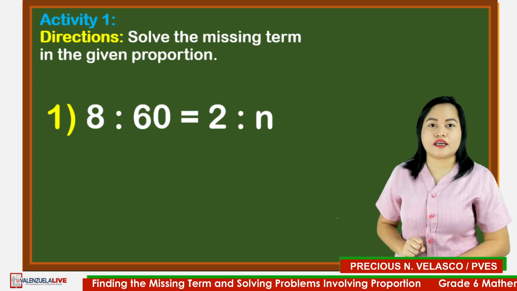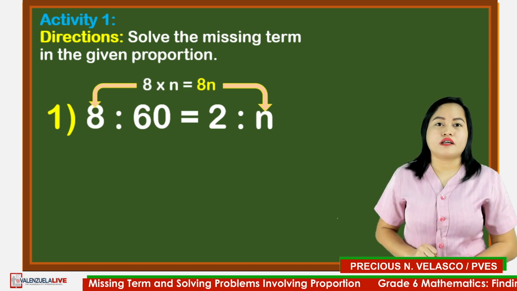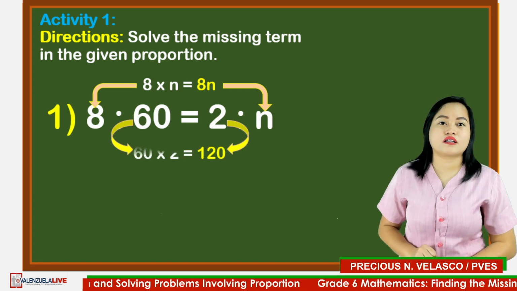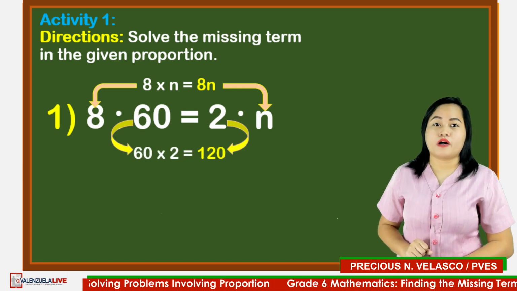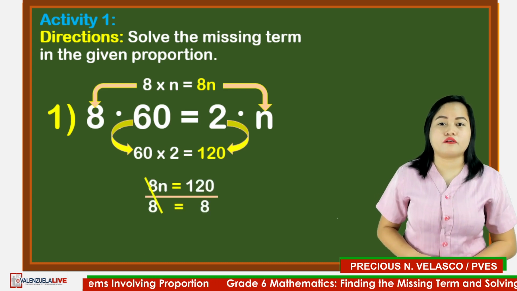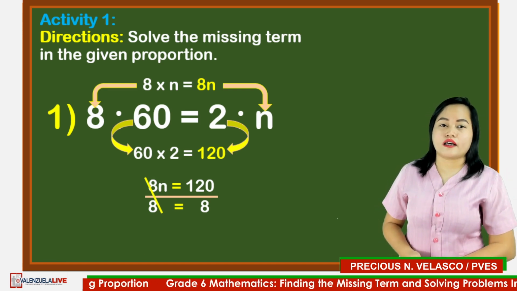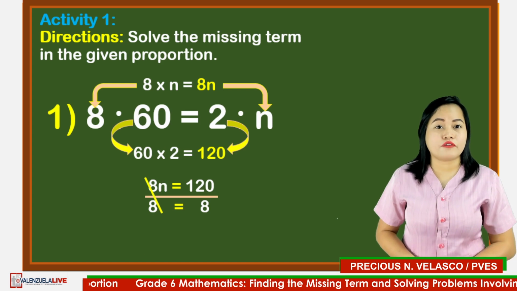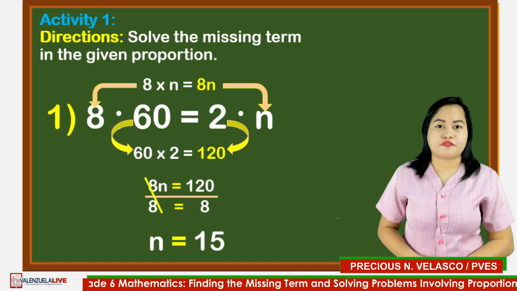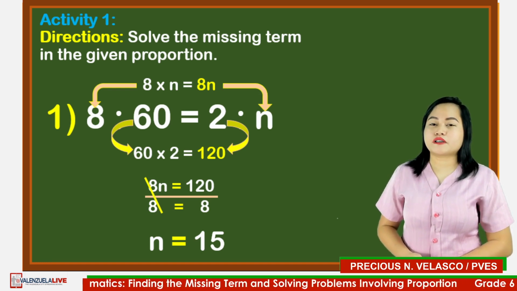Okay, so let's answer this. We are going to start with the extremes, which is 8 times n, equivalent to 8n, and then with the means, 60 times 2 is equivalent to 120. And then, like the process, we are going to divide both sides by 8. So we have 8n over 8 is equivalent to 120 over 8, and it will give us n is equivalent to 15. So the answer for number 1 is 15. Let's proceed to number 2.